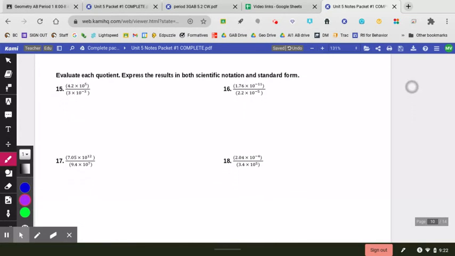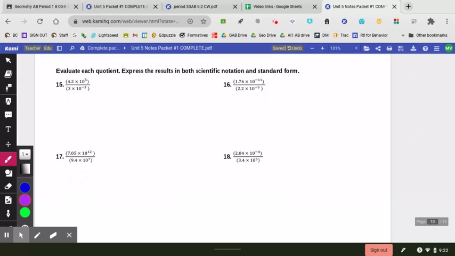Now we're going to divide. So division, we do the same way as we did exponents. We're going to divide our numbers. So I'm going to divide 4.2 by 3, which is 1.4. And then on the exponents, I keep the base and subtract the exponents. So 5 minus negative 3 is 8.